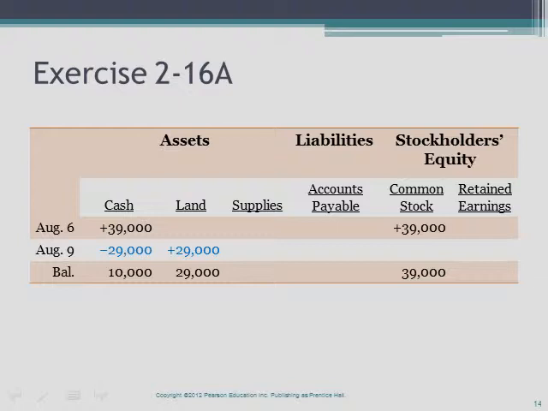So we decrease cash with a credit, because it's an asset, and we increase land with a debit for the same amount, because it's an asset. Because we have an increase on the asset side of the equation and a decrease by the same amount on the asset side of the equation, the accounting equation is still in balance.